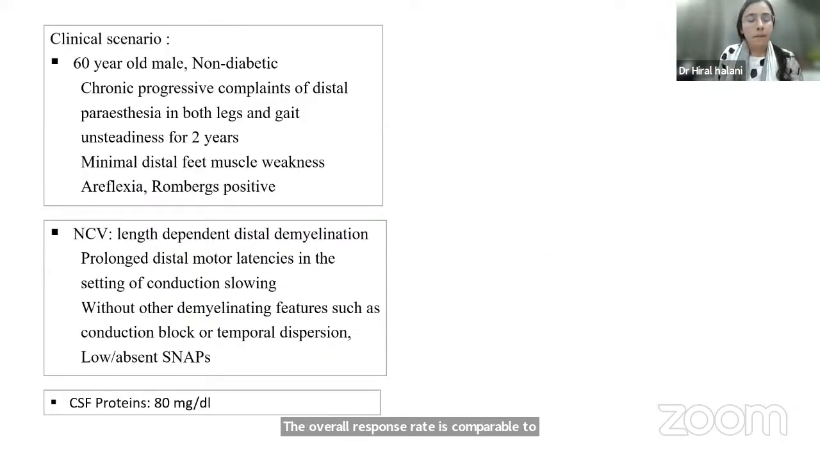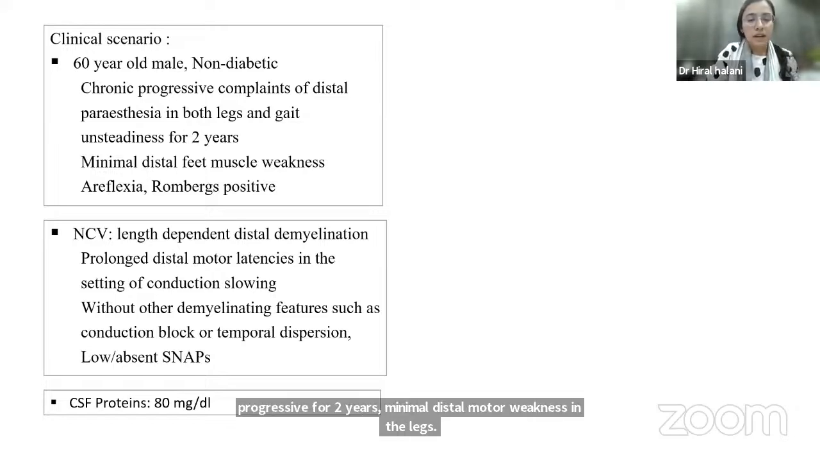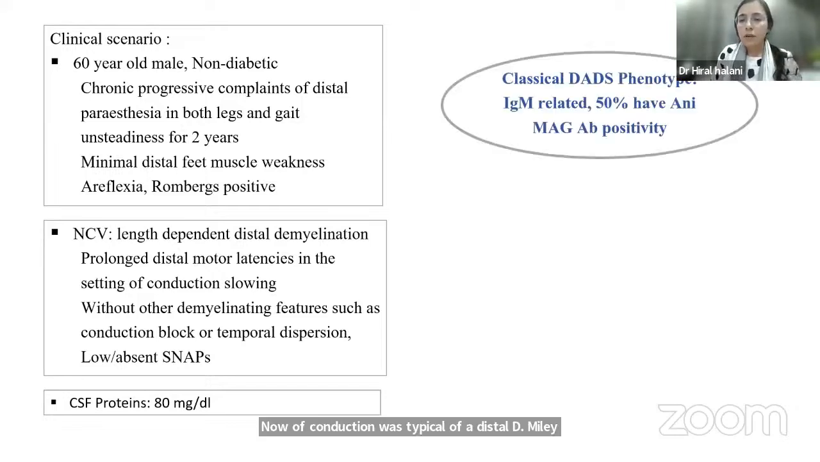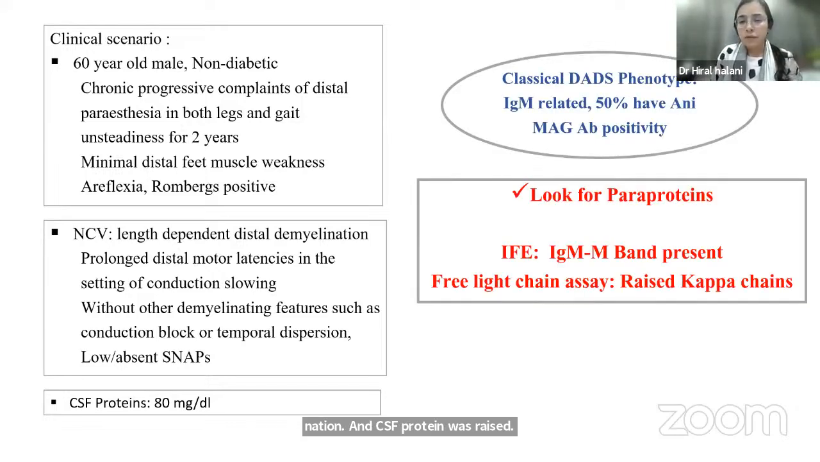If we look at another CIDP variant, with this case example of a 60-year-old male, non-diabetic, who came with chronic progressive distal paresthesias in both legs and sensory ataxia, progressive for 2 years, with minimal distal motor weakness in the legs. Nerve conduction was typical of distal demyelination, and CSF protein was raised. So this was the classic phenotype of DADS. We did the IFE, and there was an M band of IgM monoclonal protein, and anti-MAG antibody was also positive.